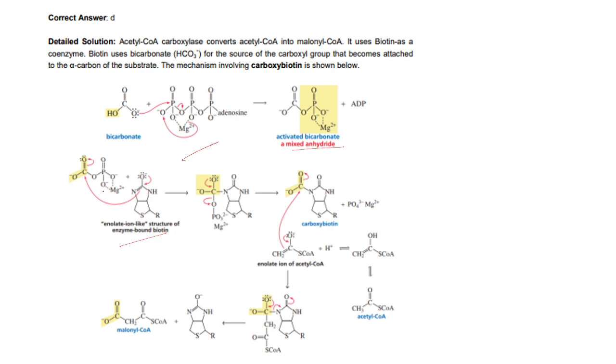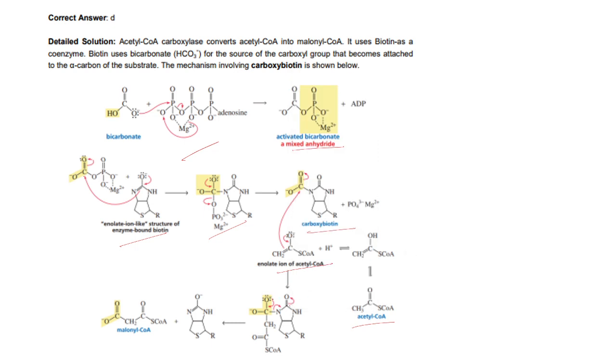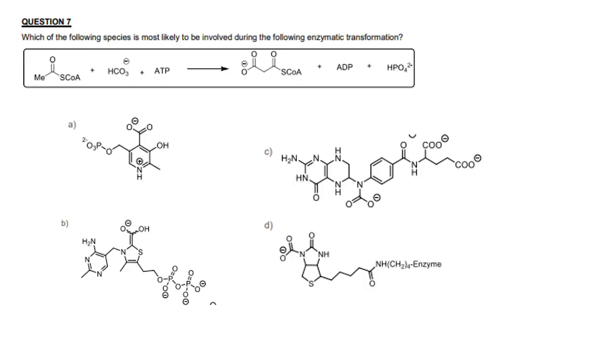It will come and attack this carbonate. It will form this kind of structure. Again it will release this phosphate, and then this carboxybiotin will form. The enolate of this acetyl coenzyme A will attack the carboxy group. It will form this, and then the malonyl coenzyme A will get released from the biotin. So this biotin is involved. So option D is correct here.